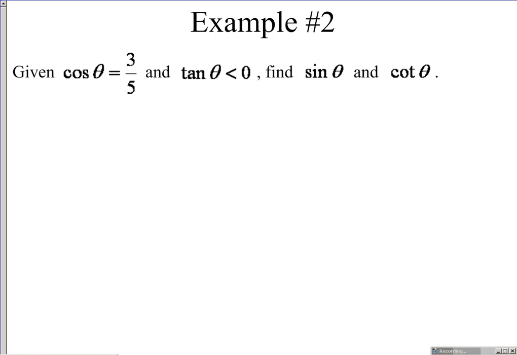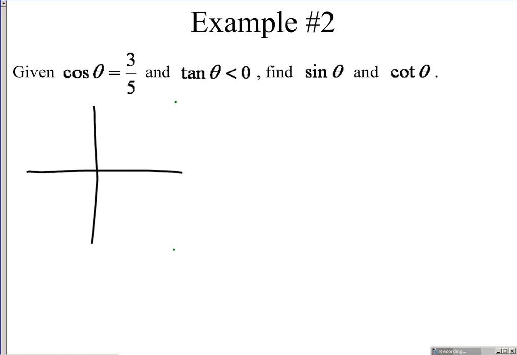Given cosine theta is 3/5 and tangent is less than 0. So now we don't necessarily know where we are going to draw the reference triangle. This is where your All Students Take Calculus is going to help you. Cosine is positive. We know before we start this that cosine is positive in 2 quadrants. All Students Take Calculus means that cosine is positive here and here.